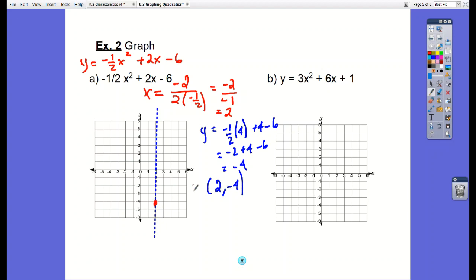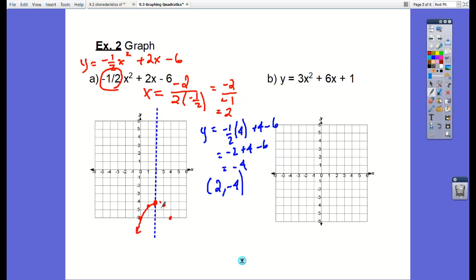Does this graph open up or down, everybody? Down. Okay, so now we have a negative 1/2 up front, so we are going to go down 1/2, right 1. So that's right here, in between the lines, that's okay. Down 1/2 times 4, so that's down 2, right 2. Down 1/2, left 1, down 2, left 2.